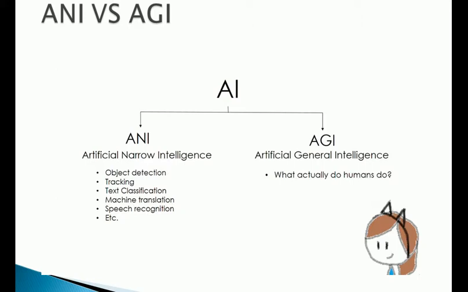Object detection: Google Lens is one of the best examples. We just show the picture and it detects what it is talking about. Tracking, text classification and all that are not new. And artificial general intelligence: what actually do humans do? In that, the system does exactly what the human does, or it can be smarter than that. We develop a system that is smarter than a human. There are so many movies about it, but that's not an actual implementation till now. The Sophia robot is there.